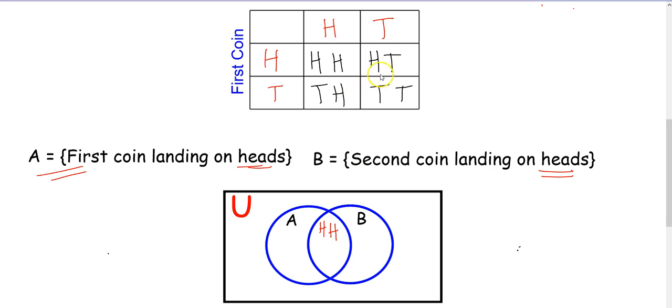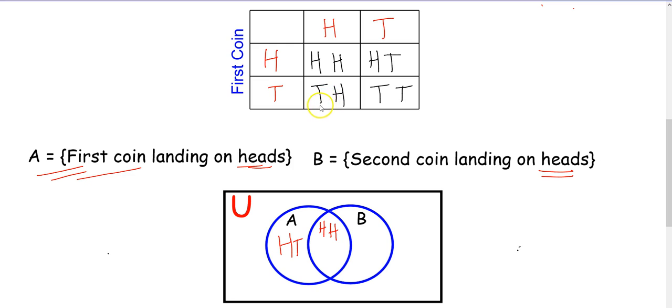Now, what about this HT? Heads on the first and tails on the second. That is, it is fulfilling the required condition for A, heads on the first. But is it fulfilling the condition for the second? No. So it belongs to only the set A. Therefore, this outcome HT comes in the area which is represented only by A. This HT is within this. First outcome, the first flip is heads, and the second coin gave you tails.